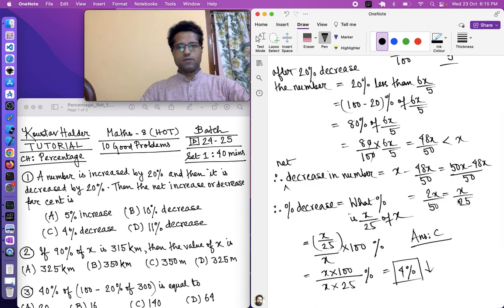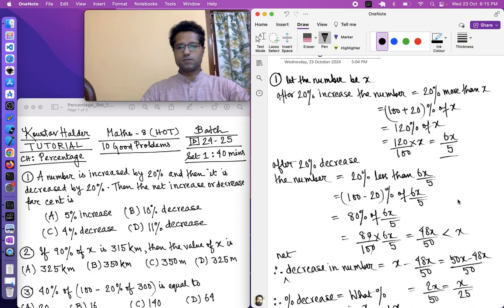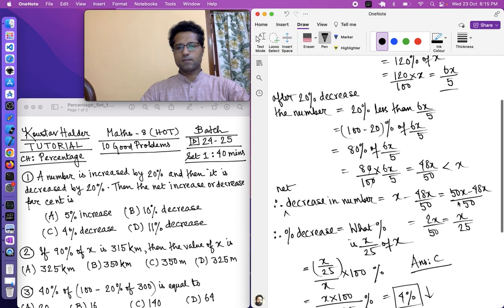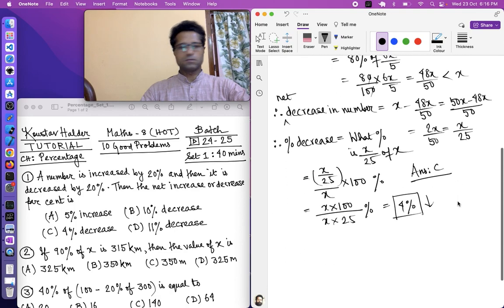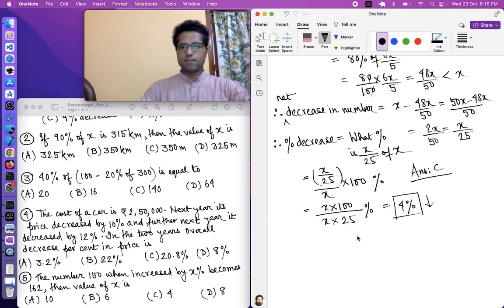So after solving a problem, I will pause for a few seconds so that you can take a screenshot of the solution if you think it will help you as a reference in the future. Okay, let's do problem number 2.